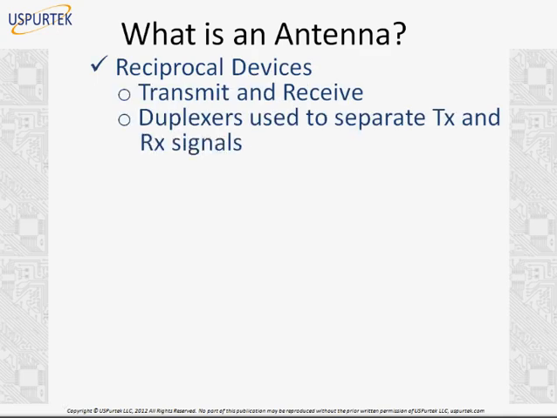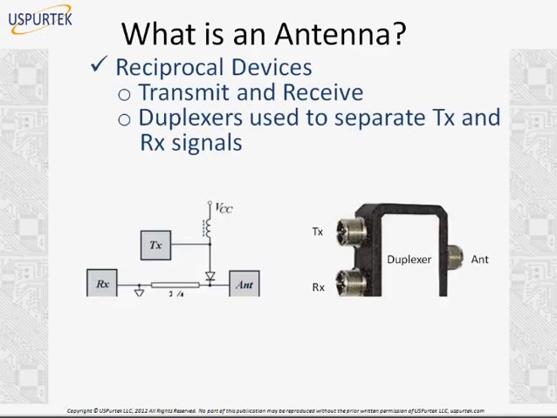Well, moving a little further, we must understand that antennas are reciprocal devices. What we mean by reciprocal is that they can be used to transmit signals as well as receive signals. So the same parameters apply in both directions. If we say a specific antenna has a typical input impedance of, let's say, 75 ohms, this is true for both transmit and receive. So they are basically reciprocal devices.